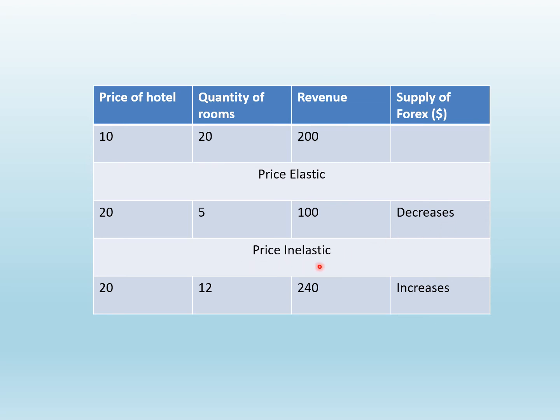If, on the other hand, tourism is price inelastic, so the price of hotels goes from 10 to 20, again to 20, keep the numbers the same, but the quantity in this case is less than proportionate. So a 1% increase would be 10 rooms. A less than 1% increase is, for example, 12 rooms. So now your total revenue is 240. So you started off with a revenue of 200. You increased your price. There's a less than proportionate change in the quantity, and your revenue has actually gone up. Supply curve moves to the right.